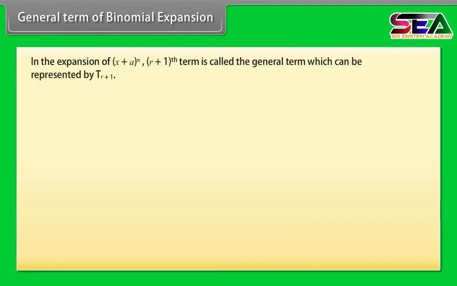General term of binomial expansion. In the expansion of (x + a)^n, the (r+1)th term is called the general term, which can be represented by T_(r+1). T_(r+1) = nCr x^(n-r) a^r = nCr (first term)^(n-r) (second term)^r.